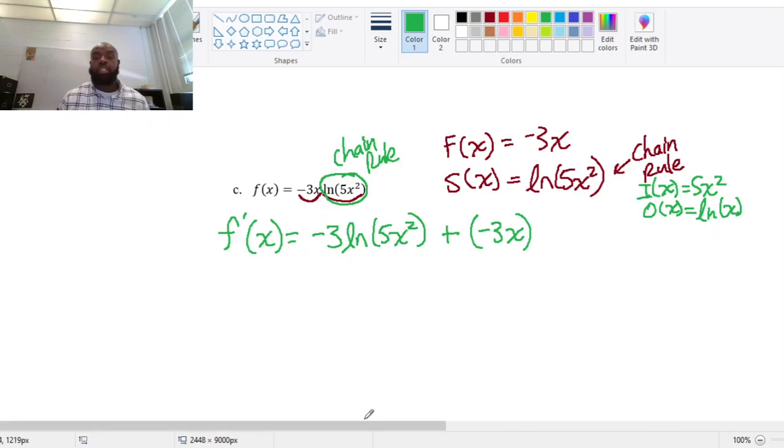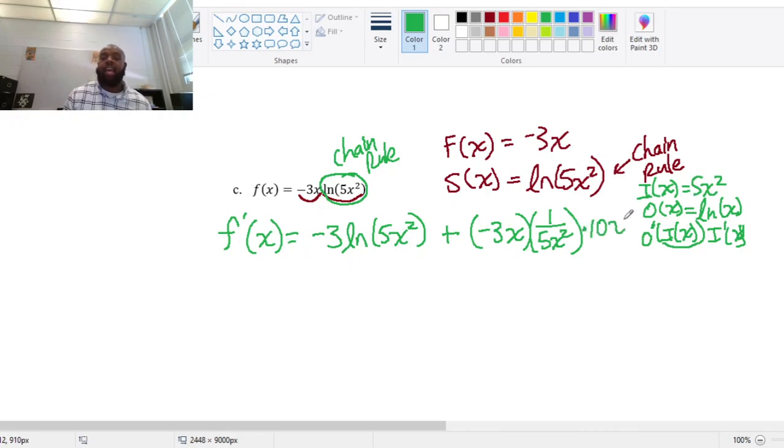Remember that when we use the chain rule, our chain rule is O prime of I of x times I prime of x, right? So I've got to do the derivative of the outside function, which is 1 over x, but I've got to include that inside function. And so it's going to be a 1 over 5x squared. And I've got to multiply it by the derivative of my inside function, which is a power rule with that constant multiple. So that's going to be times a 10x.